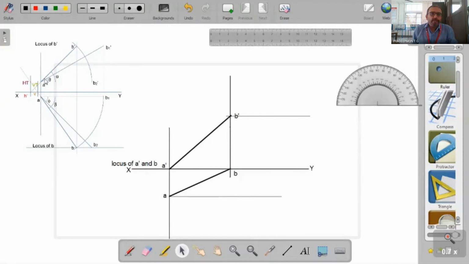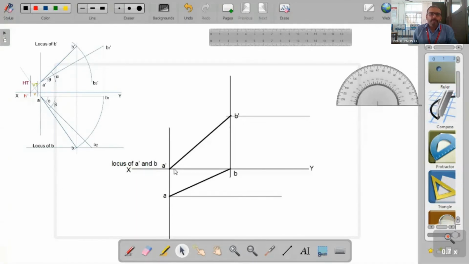From the base figure, you know the relation between B dash and locus of B dash, and the relation between B and locus of B. Likewise, you can find out all these relations using this base figure. So locus of B dash as well as locus of B, and locus of A as well as locus of A dash, all the four loci we have drawn.